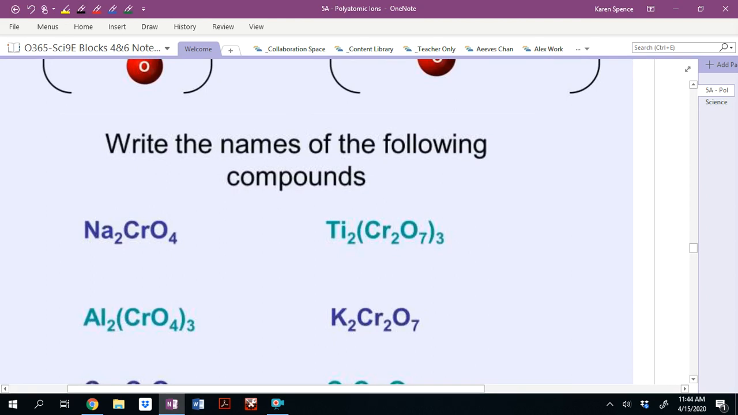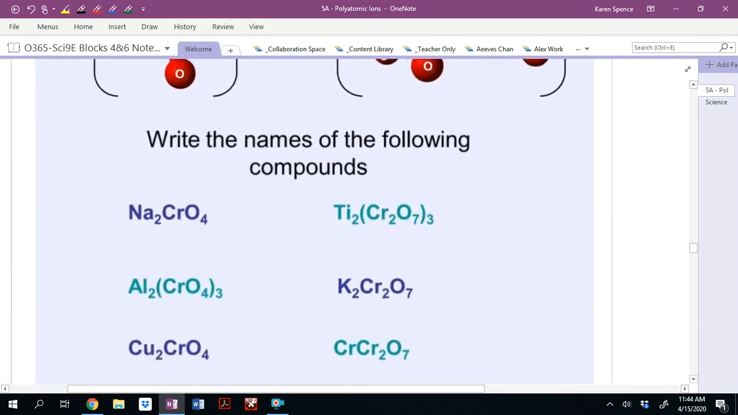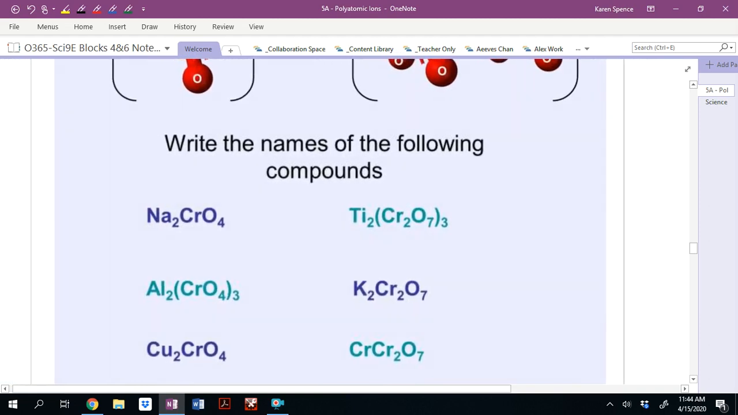We're going to just do a little practice on naming these. You're not expected to be able to do that at this point. However, this will give you a preview of what you will be doing very soon. When you get polyatomic ions in a compound, they start to look really complicated. But remember, anytime you have an ionic compound, it is always going to be a cation plus an anion.